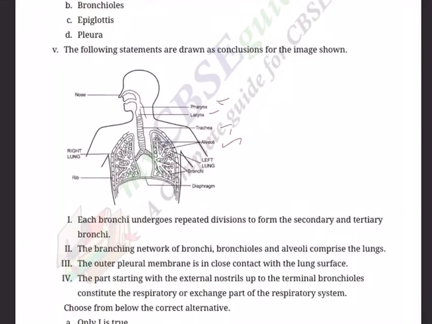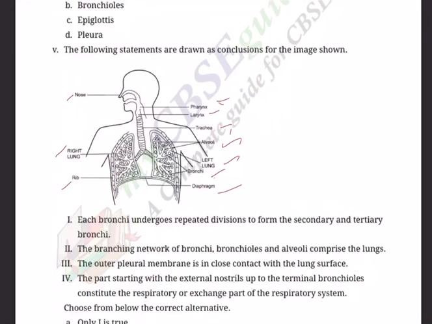Now diagram based. The following statements are drawn as conclusions for the image shown. Of course, you are showing the respiratory system diagram. So you can see pharynx, larynx, trachea, alveoli, left lung and right lung, bronchus, diaphragm, ribs, and nose.